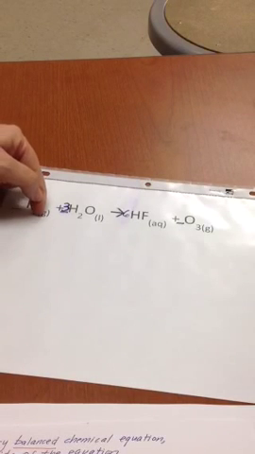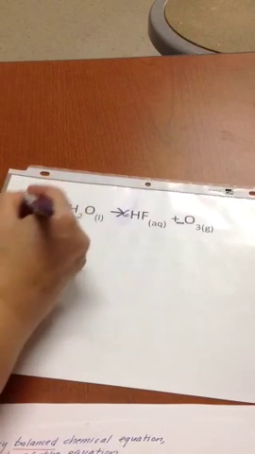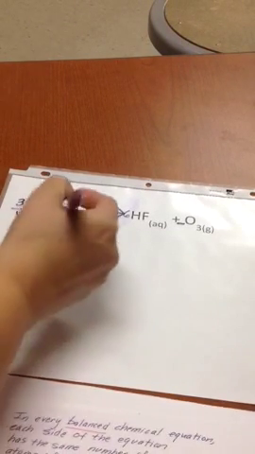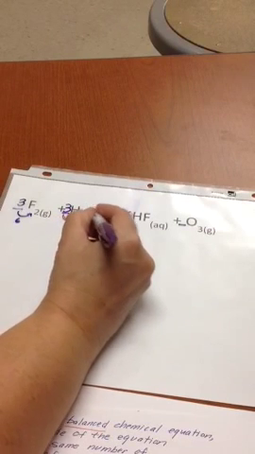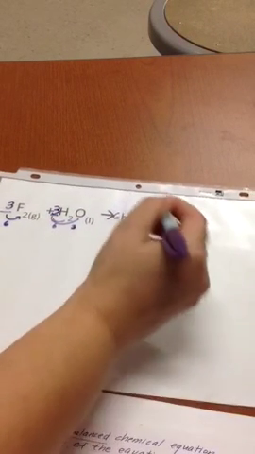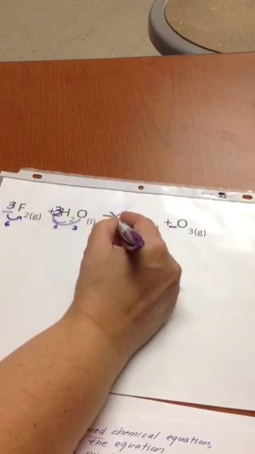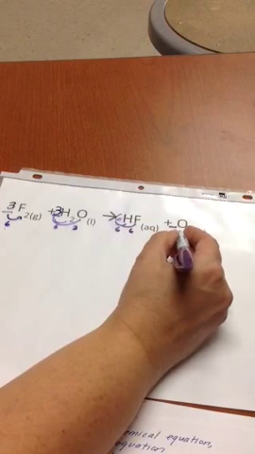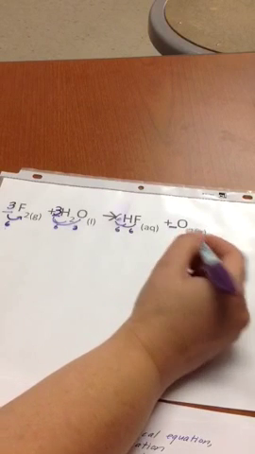So now I have 2 F's and 6 F's. To fix that issue, I simply put a 3 because the coefficients are multipliers. So that means I have 6 F's. Here I have 6 H's. Here I have 3 O's. On this side I have 6 H's, 6 F's, and I need to have 3 O's. I do have 3 O's.